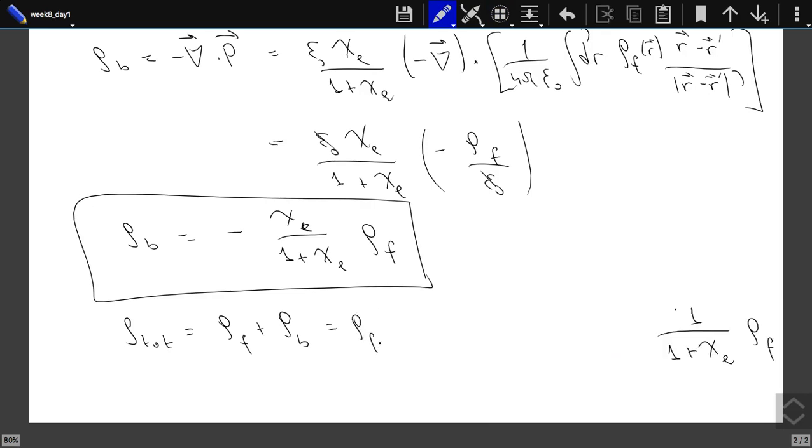So this is rho free plus minus chi e divided by 1 plus the susceptibility times rho free.